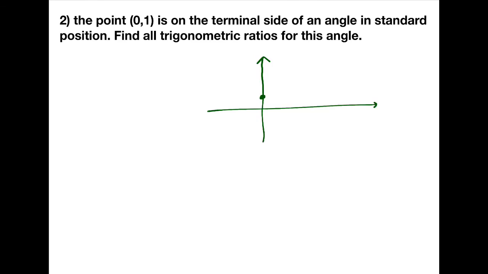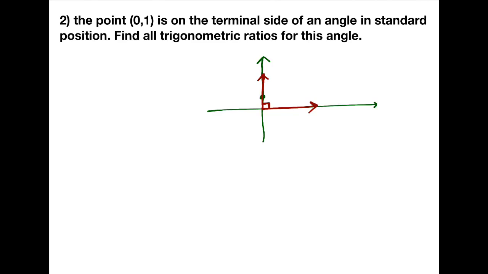So again, we have an angle in a standard position. That's the initial side, and the terminal side coincides with the y-axis. And the angle that we get here is 90 degrees. Okay, so that's what we are going to find here. We're going to find the trig ratios for 90 degrees.